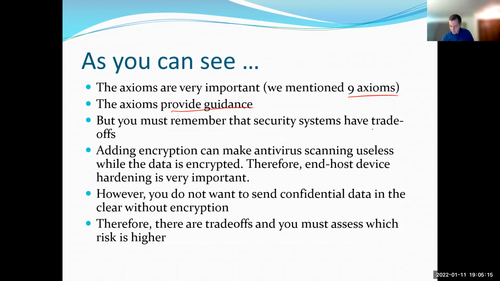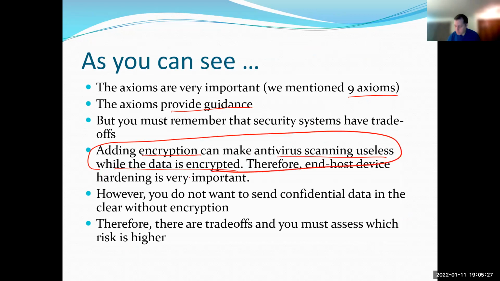But you must remember that security systems have trade-offs. Adding encryption can make antivirus scanning useless with data that's encrypted. So remember, this is a big issue, right? When you have encrypted data, what do you do, right? It's an issue. How do you apply security mechanisms to encrypted data? By definition, encrypted data should be random, right? Or the goal of it is for that data to be random. So in theory, you're wasting your time.